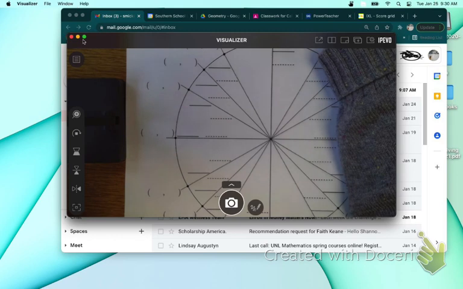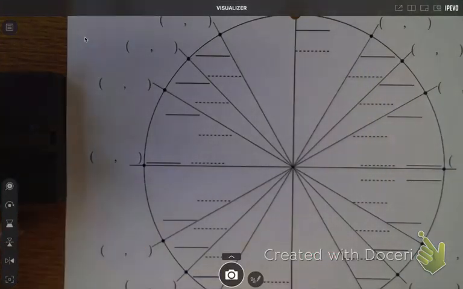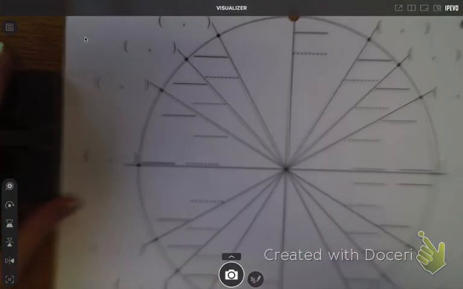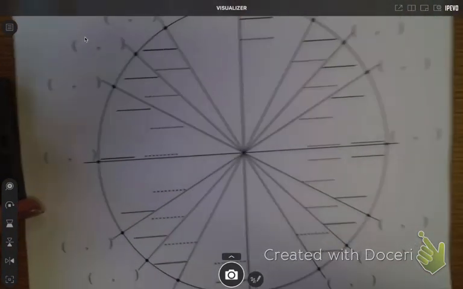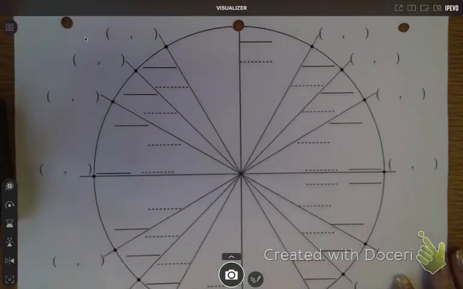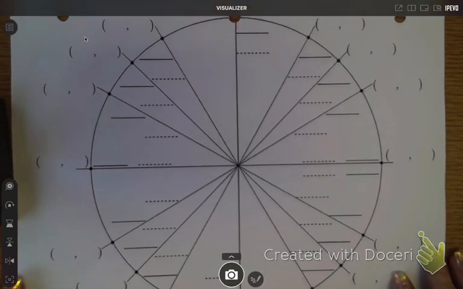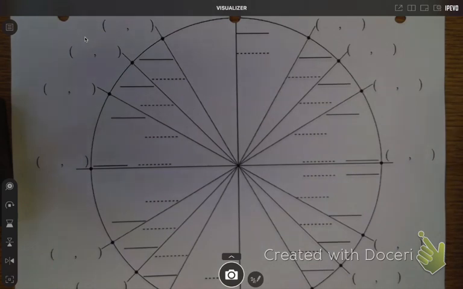Okay, so we are going to build this circle. We are building it piece by piece. Your brain needs to be completely engaged. If you are just copying down things, it's not going to work. You have to be thinking about what we're doing, giving input, all sorts of fun stuff.